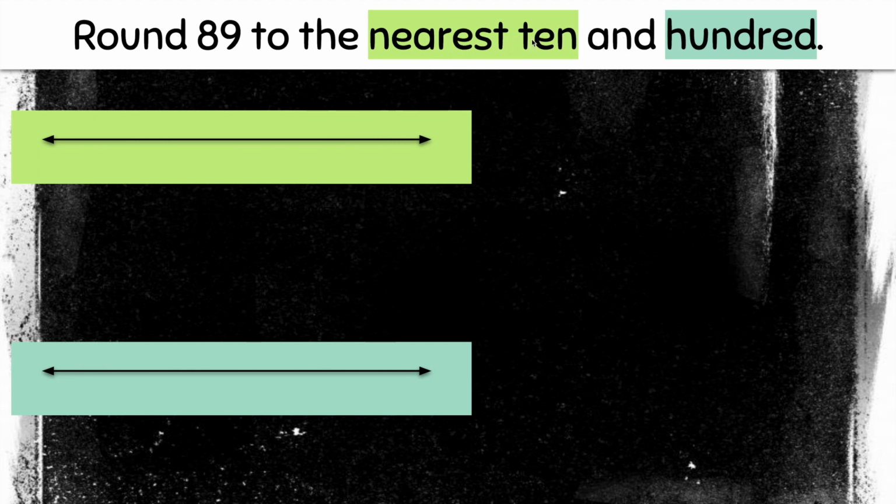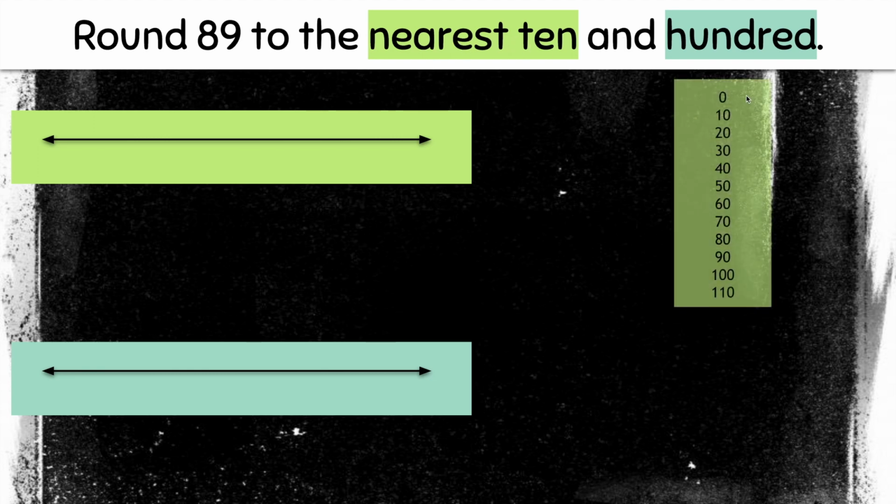Let's start with the nearest 10. Here we have tens. We need to think. 89. Where does 89 fall between? 89 falls between 80, which is a 10, and 90, which is also a 10. We will write 80 and 90. We know halfway is 85. 89 is greater than 85, so it will go on this side of the number line.